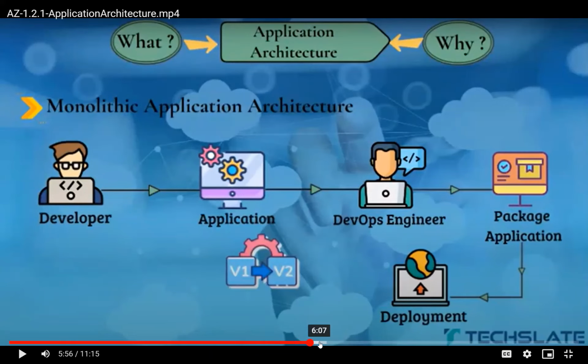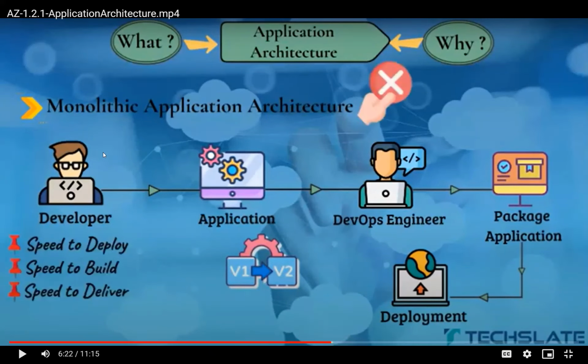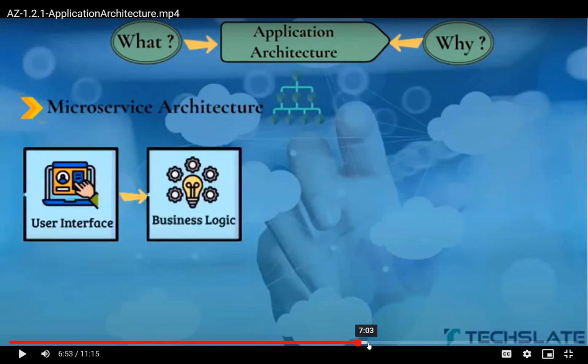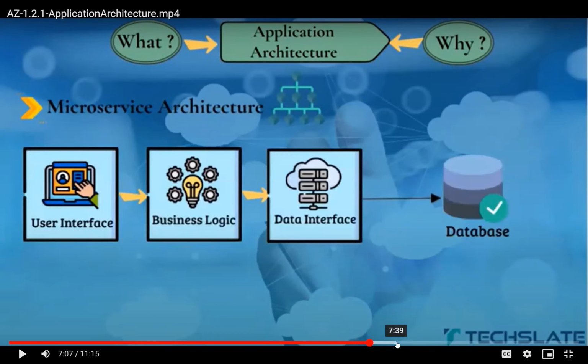Now, over the period of time, this all becomes a problem. Speed to deploy is a bigger problem. Speed to build the application is a bigger problem. And delivering the code whatever he has written is a bigger problem with this monolithic architecture. So to overcome all these problems, people came up with another approach, that is microservice architecture. So what is this microservice architecture?